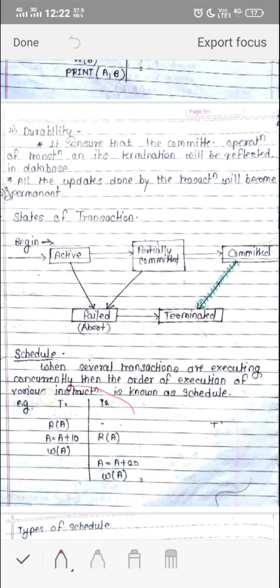I have written two transactions. You can see here, transaction 1 and transaction 2. So this is my transaction 1 and this is my transaction 2. Two separate transactions are written there, and these transactions are executed concurrently, right? Then the order of execution of various instructions is known as schedule.